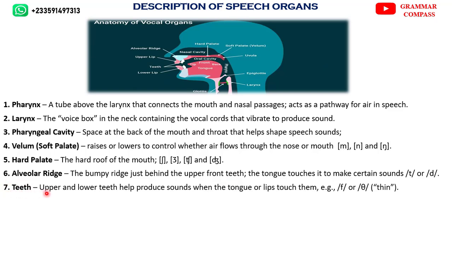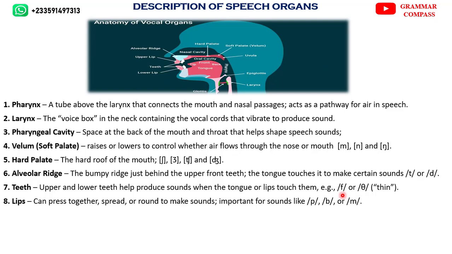The next one is the teeth. Does it need any description? Your teeth also get in on the action. It is especially for sounds like f in fun and th in thin. That is the responsibility. So try this: remove all your teeth and then try to produce f. Although the upper front teeth are a passive articulator, not that active, they are very important to produce some sounds.